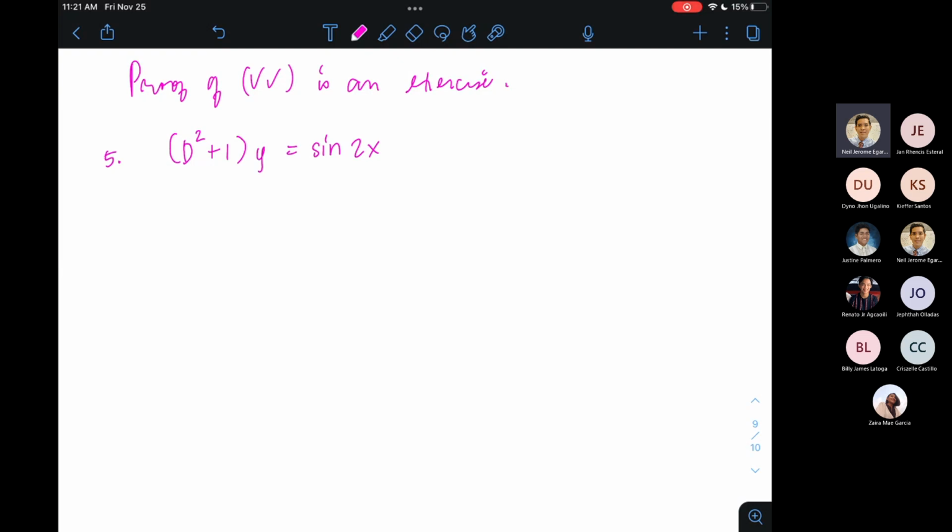But going back to example number 5. So here we have what? Here we have a equals 1, which means a squared is equal to 1.